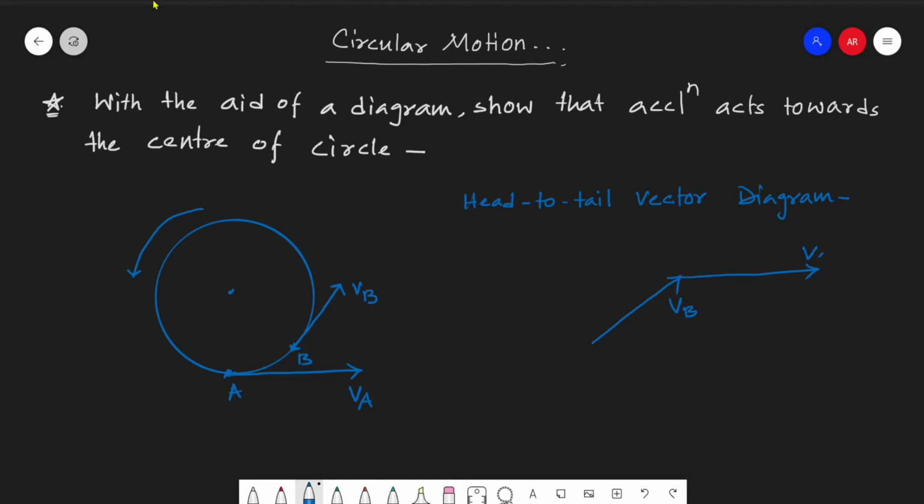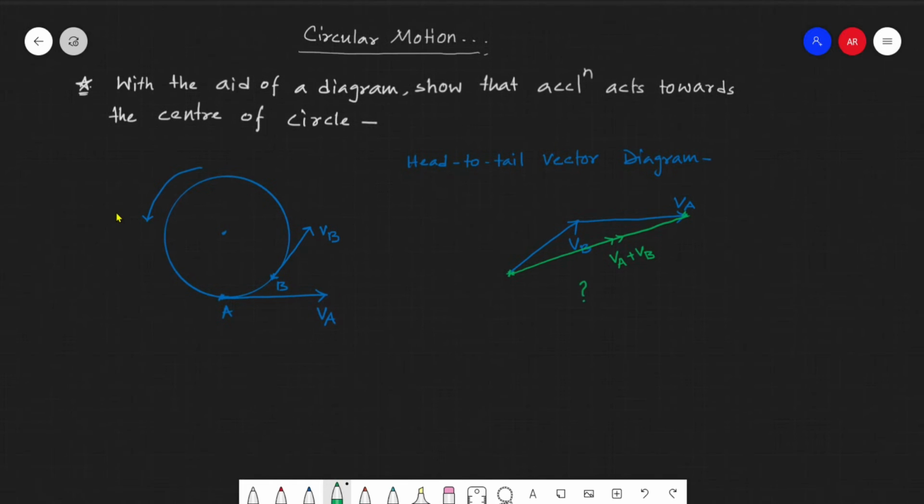You have to choose one vector as the first vector, and the second vector must start from the head of the first vector. So I drew VA from the head of VB, and the resultant starts from the tail of the first vector to the head of the second vector. So this is going to be the resultant vector, the green line one, and it is the resultant, so it is VA plus VB. But will it serve our purpose? Will it give us the direction of the acceleration?